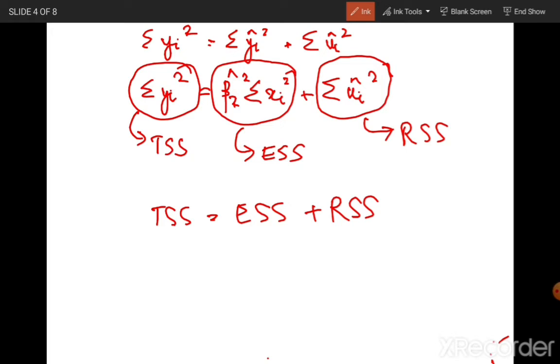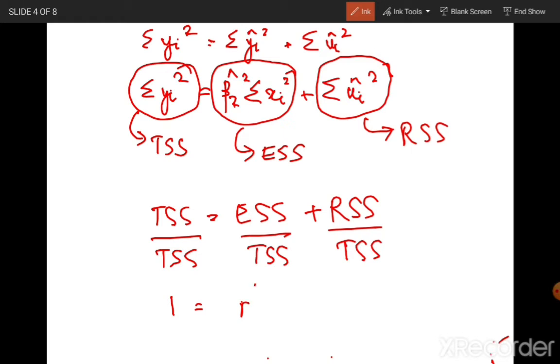Right? And if I divide both sides by TSS, since I'm dividing both sides by TSS, what I get is 1 is equal to ESS, the ratio of explained sum of squares to total sum of squares. This is what I term as R square, small r square, because here we are talking about a two variable regression model.